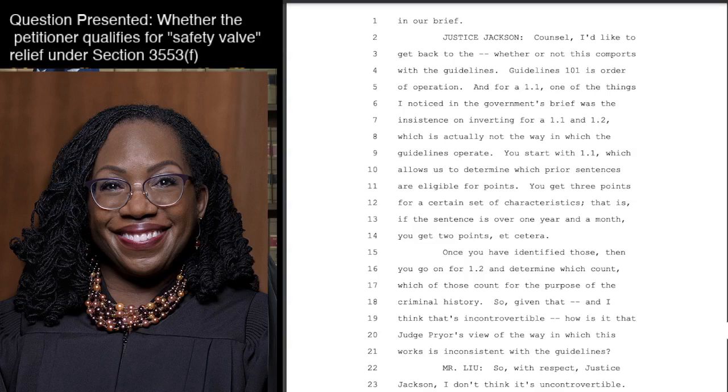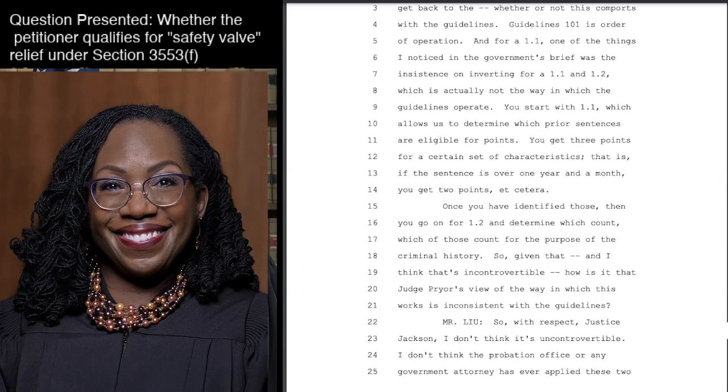You get 3 points for a certain set of characteristics. That is, the sentence is over 1 year and a month. You get 2 points, et cetera. Once you have identified those, then you go on to 4A1.2 and determine which of those count for the purpose of the criminal history. So given that, and I think that's incontrovertible, how is it that Judge Pryor's view of the way in which this works is inconsistent with the guidelines?